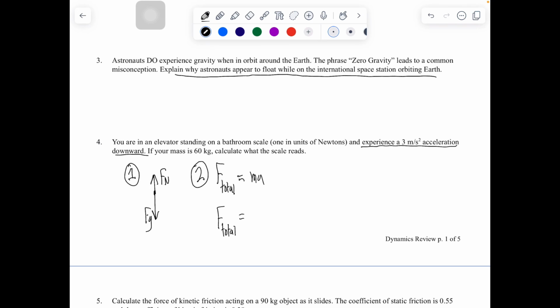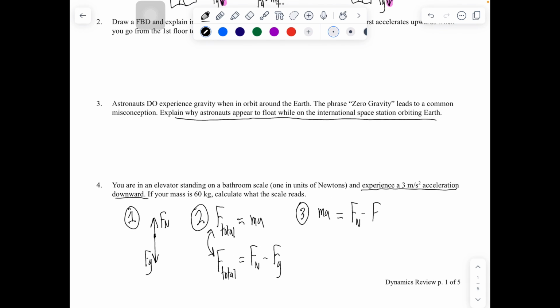You can call this your total force equation, your sum of forces equation, but no matter what you call it, what you're doing is always the same. Take your forces in the positive direction, so your normal force, and you just write them. If you had multiple forces in the positive direction, you just add them all together. And then take forces in the negative direction and subtract them. So your total force is whatever the normal force is, minus your force of gravity. Then you combine your equations: replace F total with ma, so you get ma is equal to the normal force minus the force of gravity.